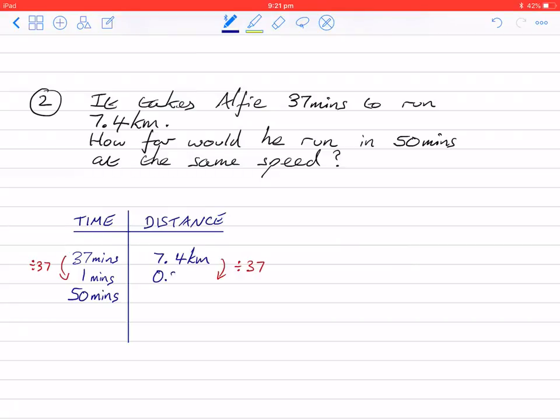So 0.2 kilometers. Now on the left-hand side, I've got to turn 1 into 50. So times this by 50. Do the same on this side, times this by 50. So 0.2 times 50, and you get a nice answer of 10 kilometers. So we finish it off by saying Alfie could run 10 kilometers.